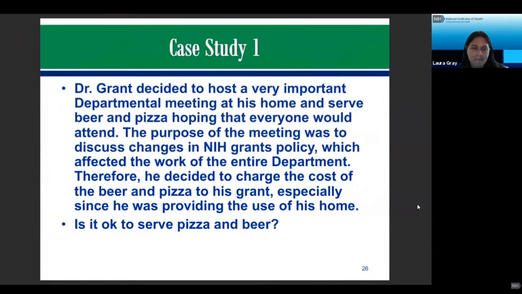Philip? Thank you, Laura. All right, so for our first case study, we have Dr. Grant, who decided to host a very important departmental meeting at his home and serves beer and pizza, hoping that everyone would attend. The purpose of the meeting was to discuss changes to NIH grants policy, which affected the entire department. Therefore, he decided to charge the cost of the beer and pizza to his grant, especially since he was providing the use of his home. Is it okay to serve pizza and beer?